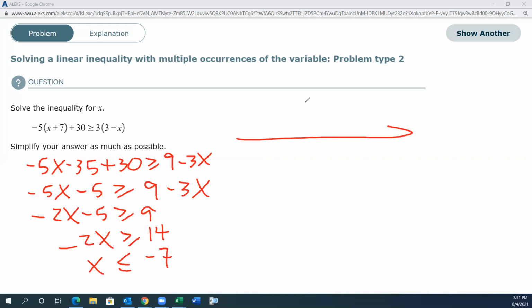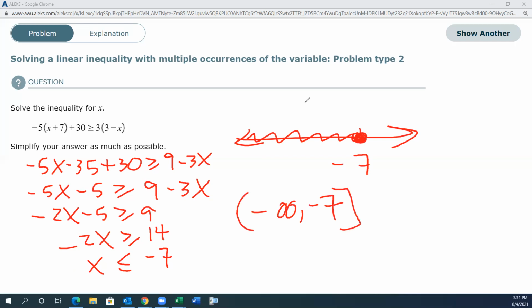But you could, if you wanted to, say the shaded region is that. And in interval notation, it would be -infinity to -7, parenthesis, bracket. Bracket because of that shaded in circle on the -7.